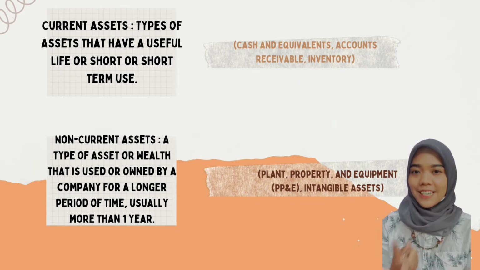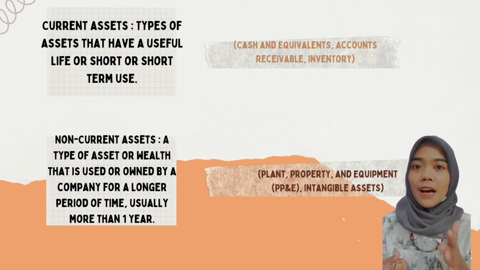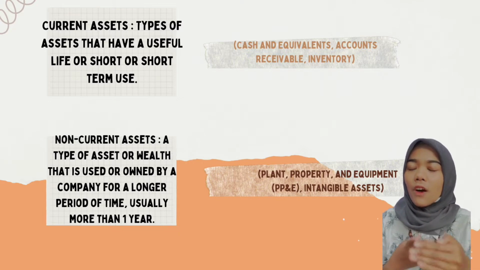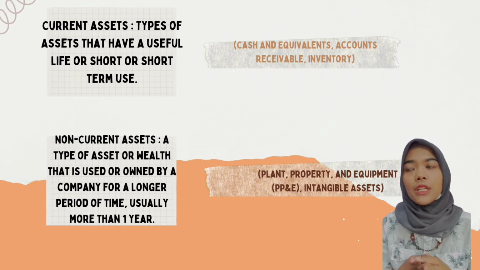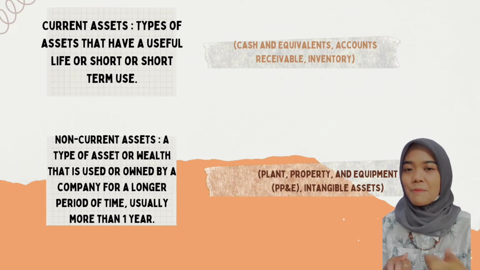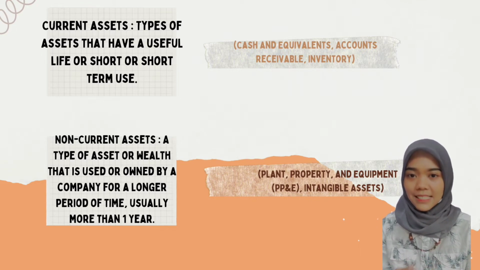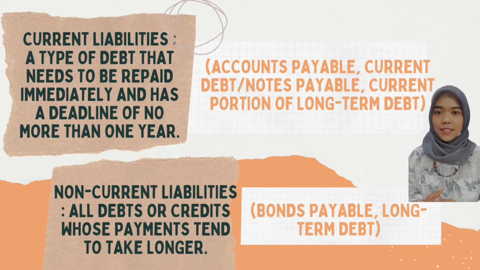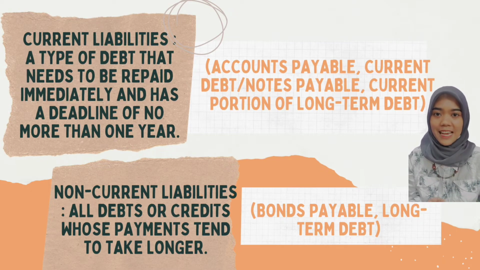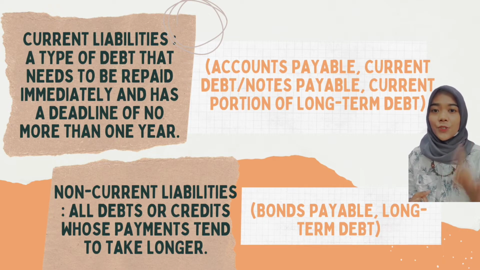Number two, non-current assets are a type of assets or wealth that is used or owned by a company for a longer period of time, usually more than 1 year. Examples: property, plant and equipment, or PP&E, and intangible assets. Number three, current liabilities are a type of debt that needs to be repaid immediately and has a deadline of no more than 1 year. Examples: accounts payable, current debt or notes payable, and current portion of long-term debts.